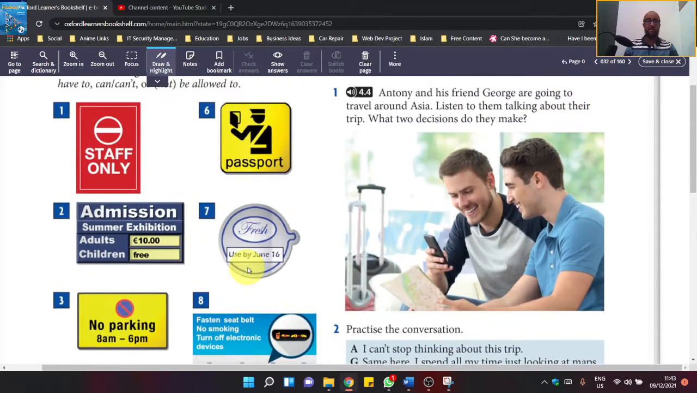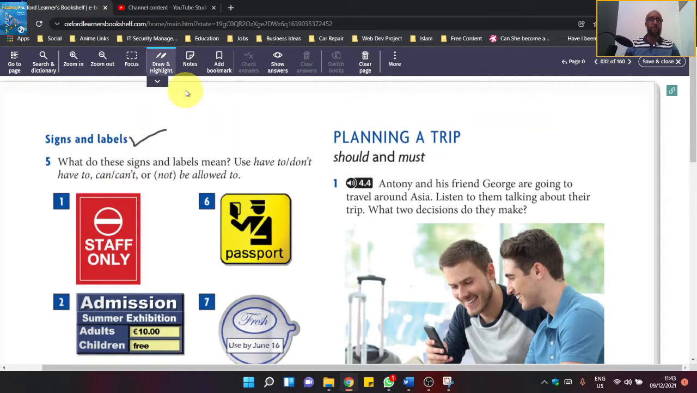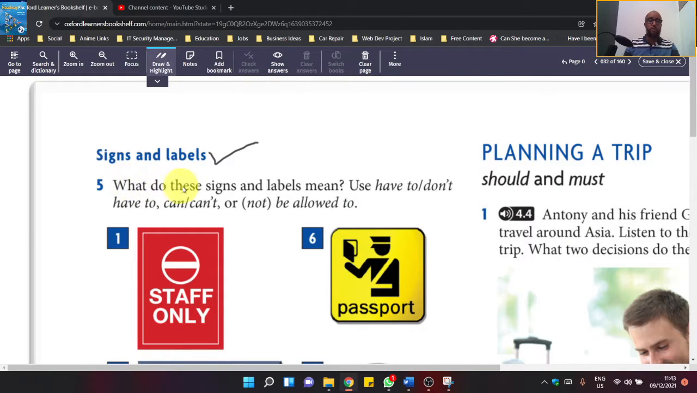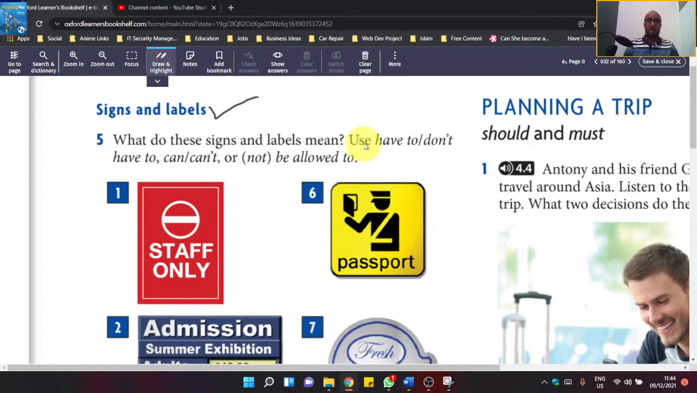Okay, that's easy enough. So what do we have to do? So here, what does it say? Let me just zoom in. What do these signs and labels mean? Okay, we have an idea, right? So what do we have to do? We have to use have to or don't have to, okay? Or we can use can or can't. And finally, we can use be allowed to or the negative, not allowed to, okay?